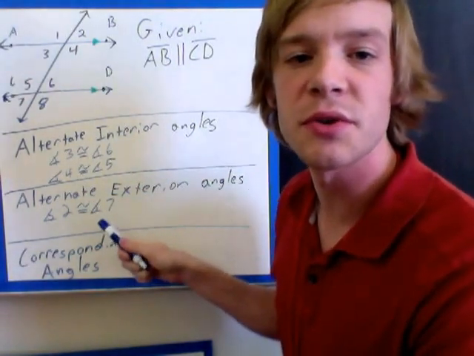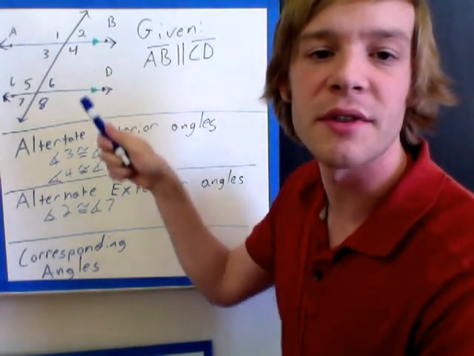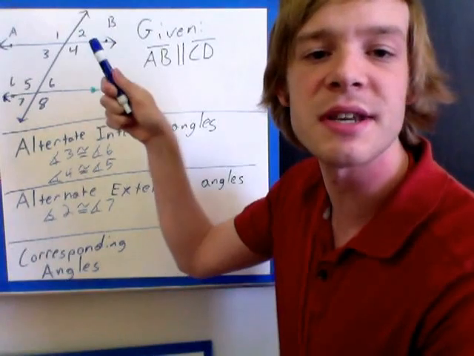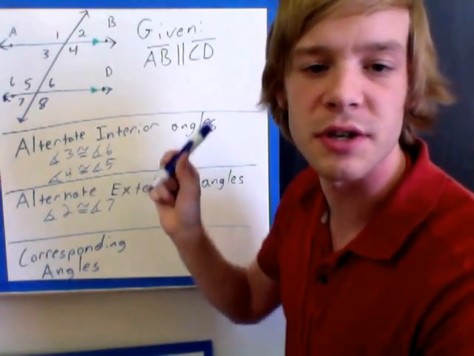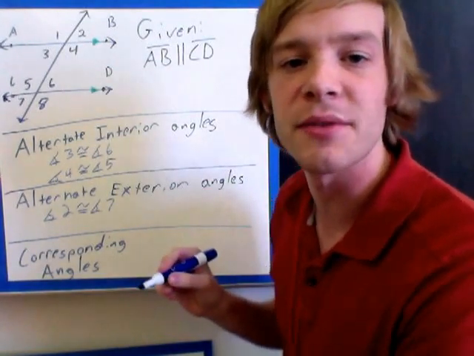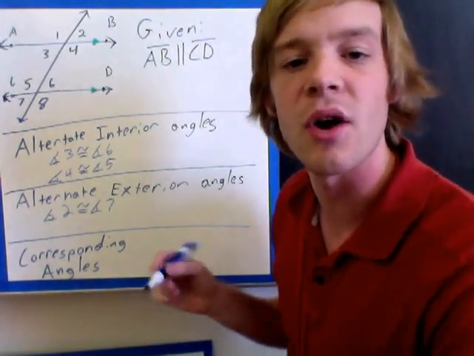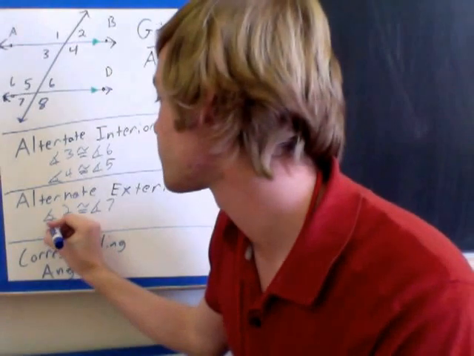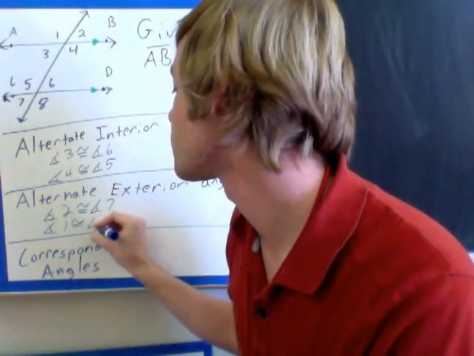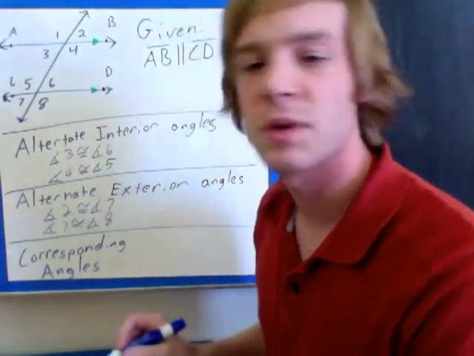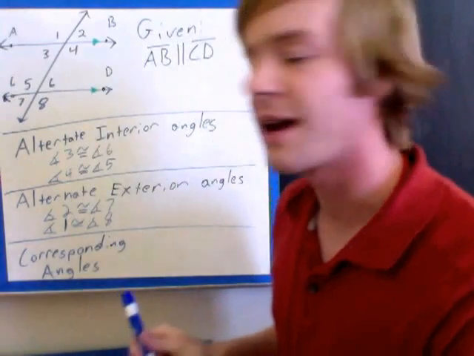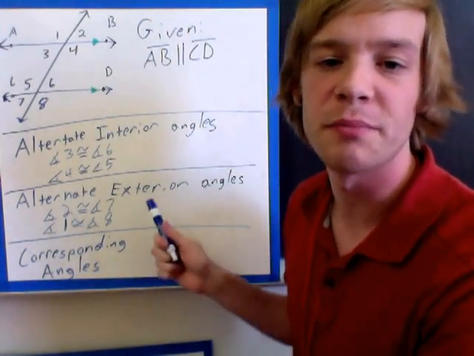So we say 2 is congruent to 7 because they are on the outside of the parallel lines and they are also on opposite or alternate sides of the transversal here. And we also have number 1 and number 8. So the angle at 1 and the angle at 8 are congruent by alternate exterior angles.